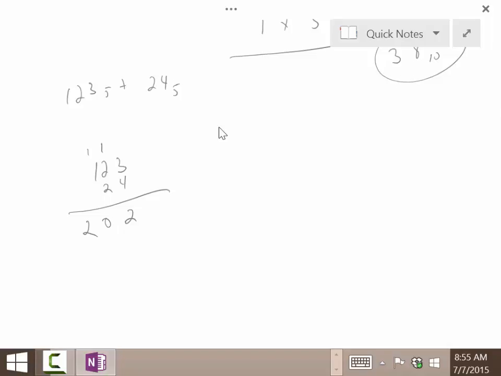Now, when we look at this right here, and this is base 5, let's verify the result, right there.